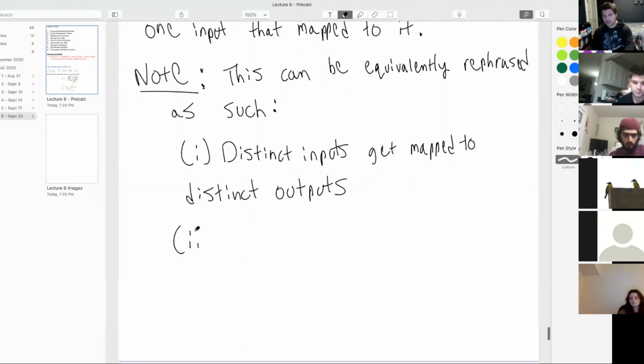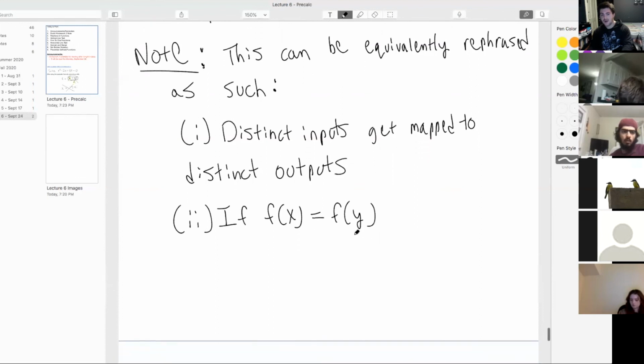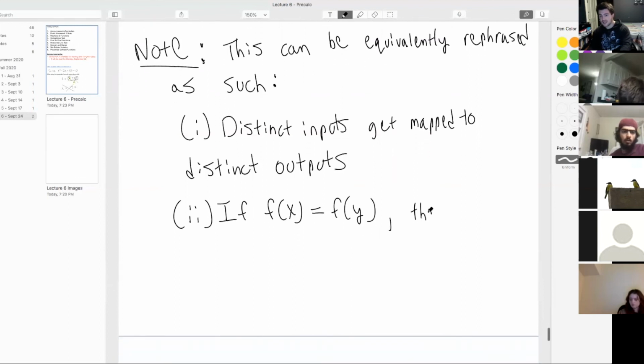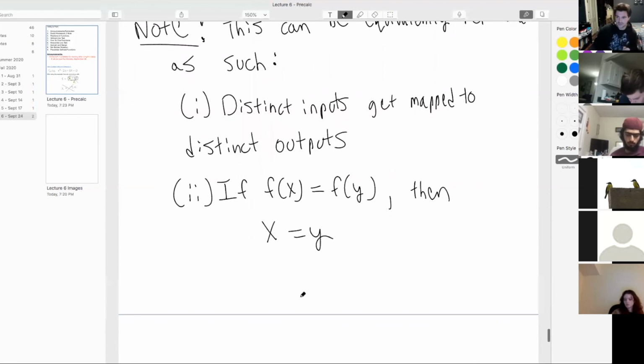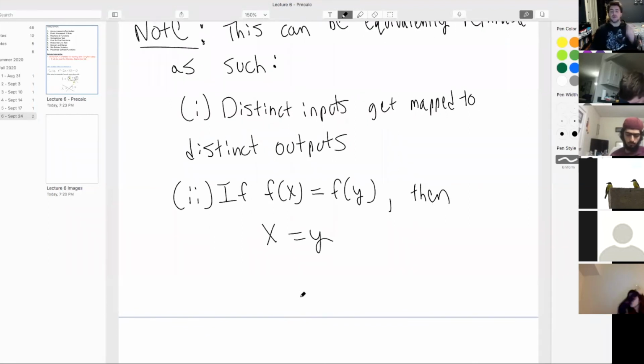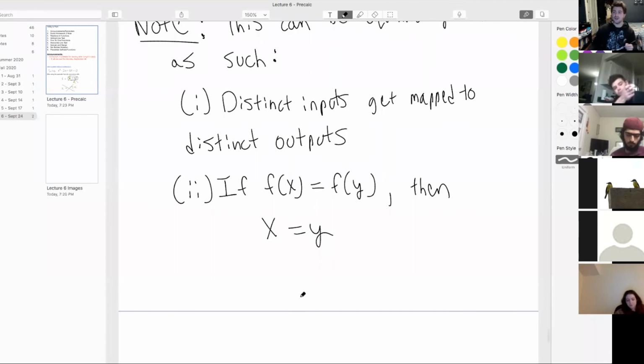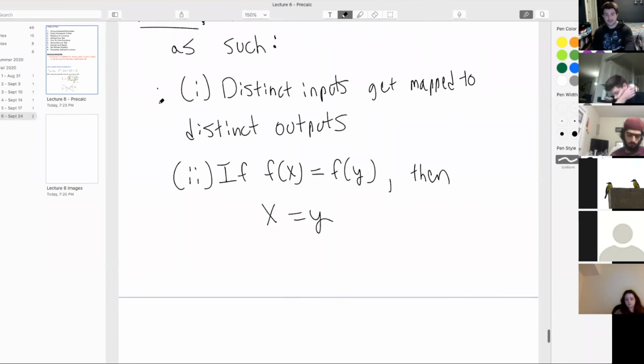Another way of phrasing this equivalently: if f of x equals f of y, so if two outputs are the same, well then it must be the case that the inputs were the same to begin with. Then x equals y. So these are all equivalent ways of saying that a function is one-to-one.